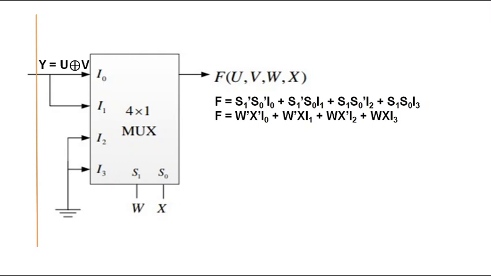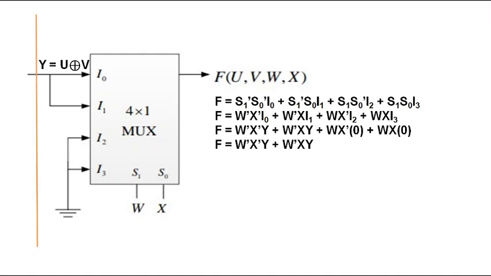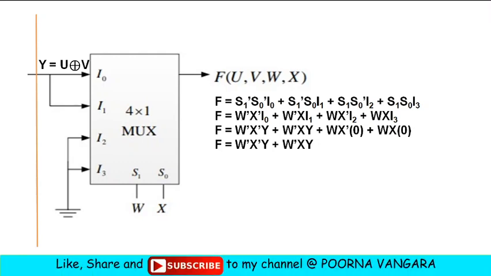From this diagram you can see I2 and I3 are connected to ground. That means I2, I3 are equal to 0. I0 and I1 are connected to the previous output, that is nothing but y. So I0, I1 are replaced with y, and I2, I3 are replaced with 0. These 0 terms will be eliminated because 0 dot something is always 0. So now this is nothing but your f.